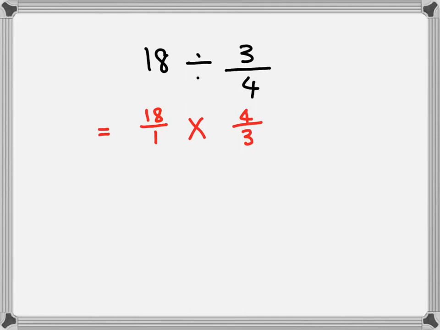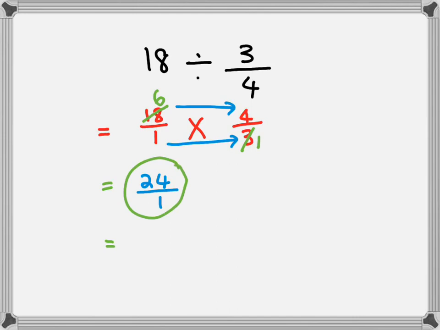Okay. Now, the next step actually is a cancellation step. We want to simplify before we multiply, if it's possible, and it is possible here. 3 can go into 18. It's part of its times table. So 3 goes into itself once, and into 18 6 times. Now we can times out. 6 times 4 is 24, and 1 times 1 is 1. Now do you see we are back to a whole number over a 1, which means we can simplify that just as the whole number.